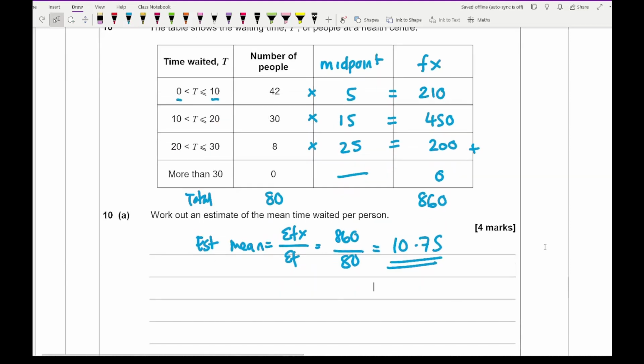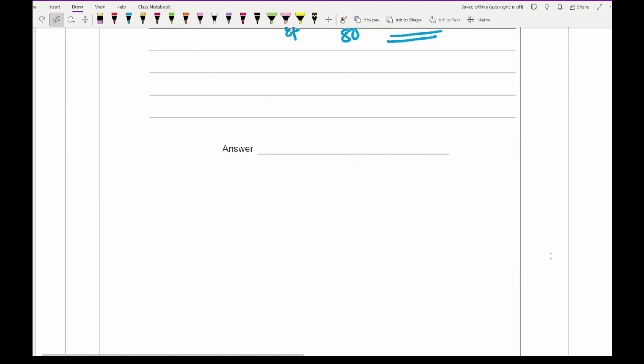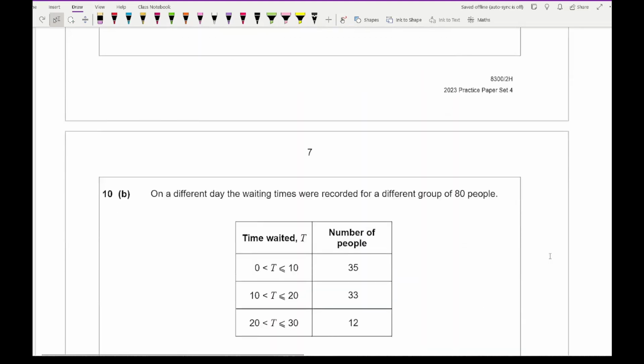Now I don't need to worry about the units because there's no units in the time allocated, but I would say that it's probably going to be minutes rather than hours, although with current NHS standards you never know.